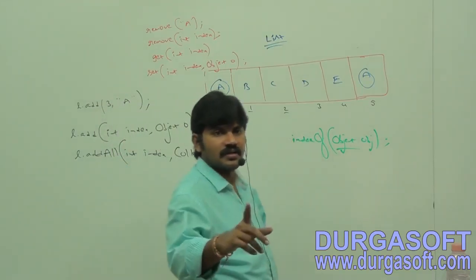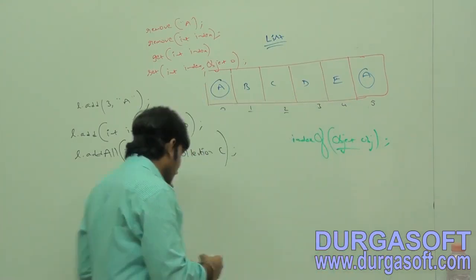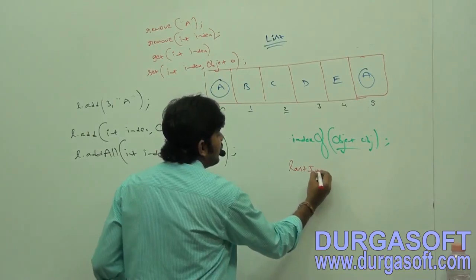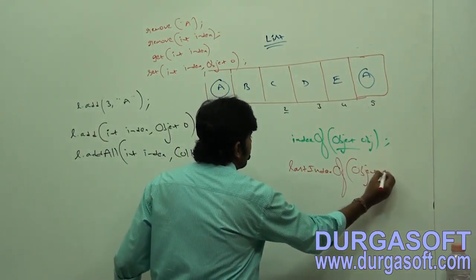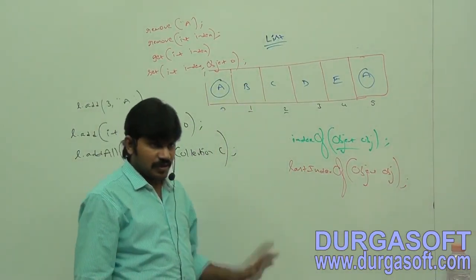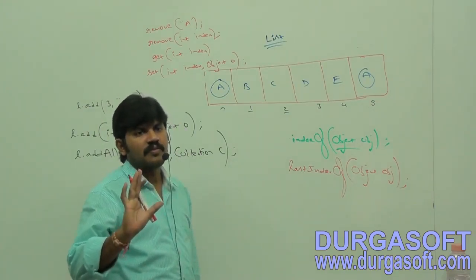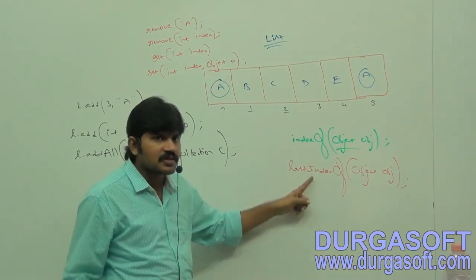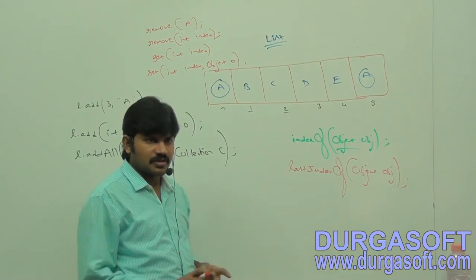Sir, I don't want the first occurrence, I want the last occurrence. What is the method? lastIndexOf(Object obj). Then you get the corresponding last object index by default. Sir, I want the second occurrence, the third occurrence. There is no such ready-made method. We have to write the code explicitly. Ready-made methods are available only for the first occurrence and last occurrence.